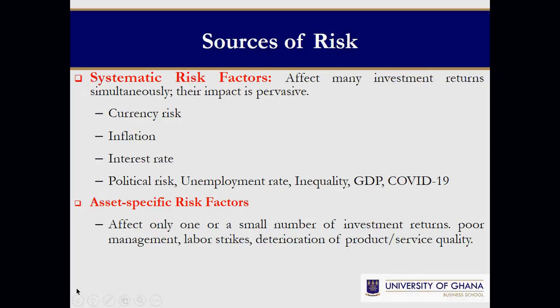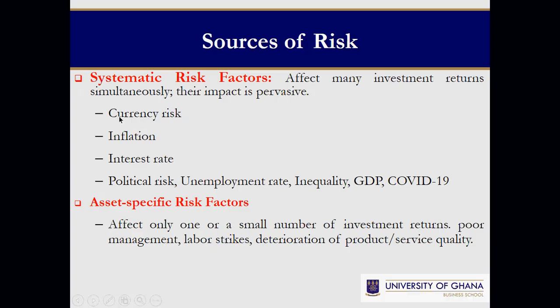Sources of risk. We have systematic risk and then asset-specific risk. So systematic risk affects many investments simultaneously, right? So let's bring it down to our normal home where the father is the breadwinner. When the father falls sick, it's a systematic risk because he wouldn't be able to go to work to bring money home. So this will affect the whole family. But if one of the children falls sick, it will be like asset-specific risk in the sense that it is only affecting the child that has fallen sick. You get it? Because the child is not really providing for the whole family. But the father being the one providing for the whole family will cause a systematic risk when he is ill, right? So this is why we say that the systematic risk affects many returns simultaneously.